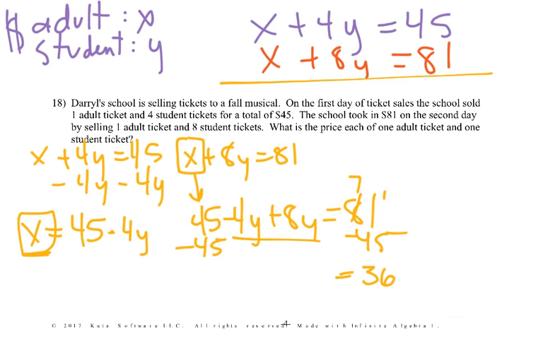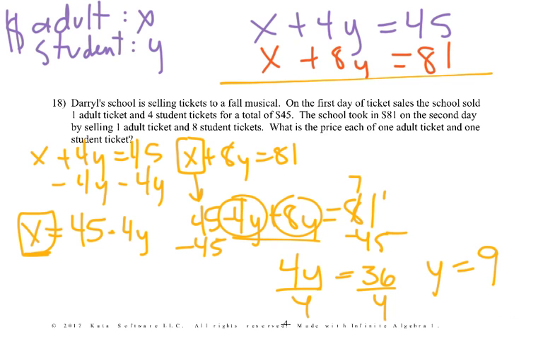Okay. Negative 4y plus 8y would give me a positive 4y. Divide by 4, and y would equal 9, which tells me student tickets are $9.